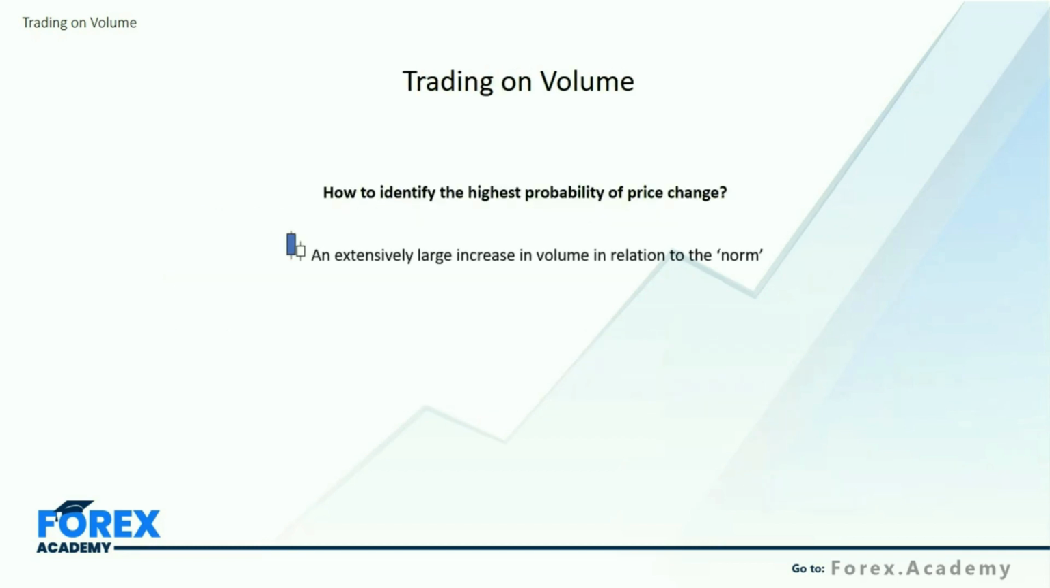So how can we trade on volume and how can we identify the highest probability of price changes as a result? An extensively large increase in volume in relation to the norm or average levels of volume. The level of congestion leading up to the volume increase.